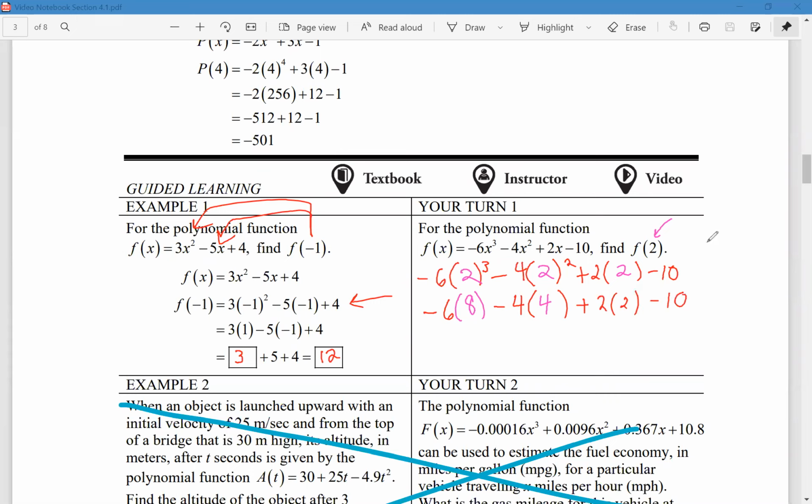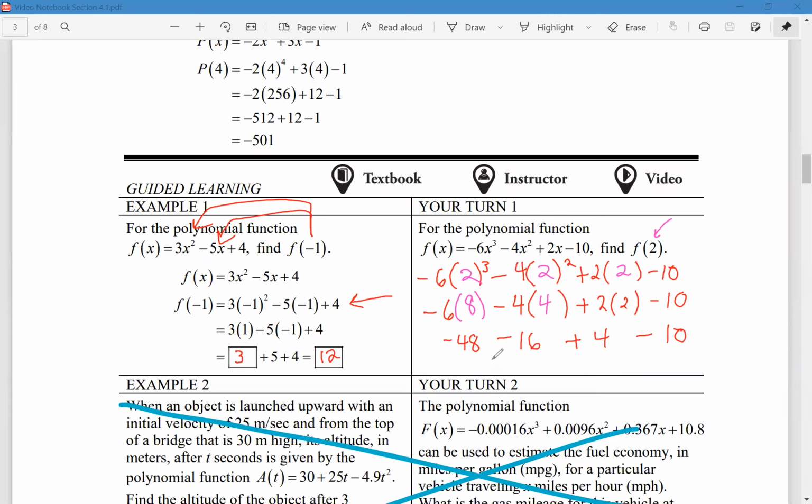Okay, so now that we've done exponents, now we can do our multiplication steps. And there's a few of them. -6 times 8 would be -48. -4 times 4 would be -16. 2 times 2 is 4, and then minus 10. And from there, you can just add or subtract left to right. Feel free to use a calculator.